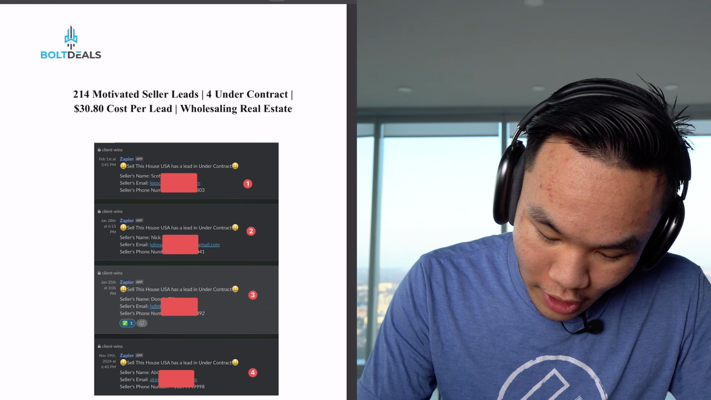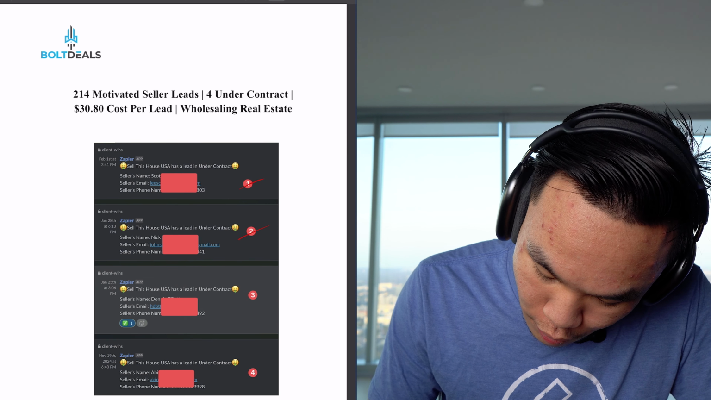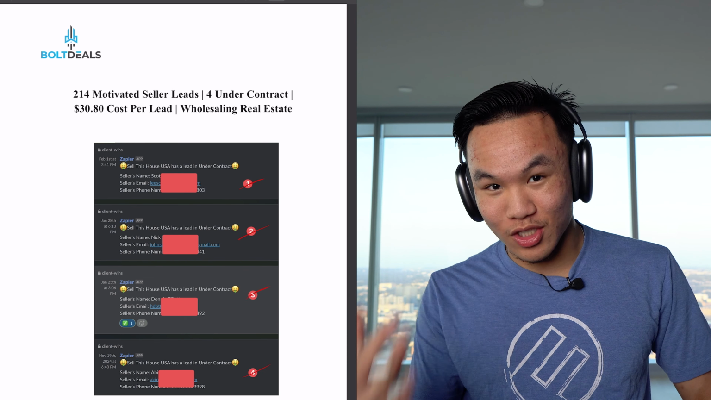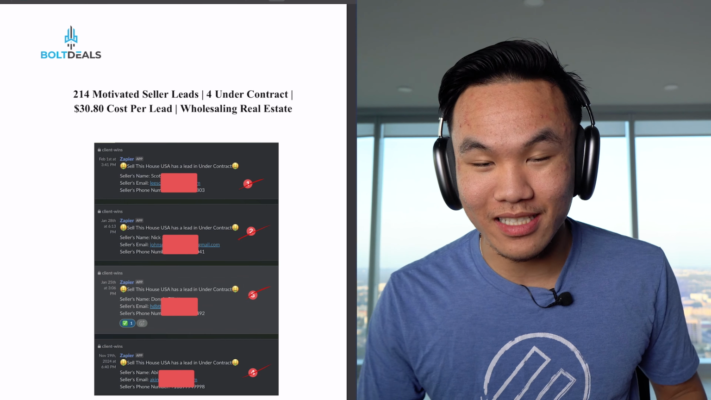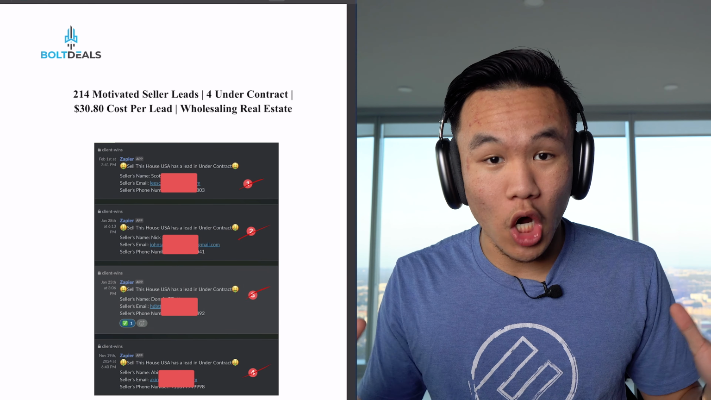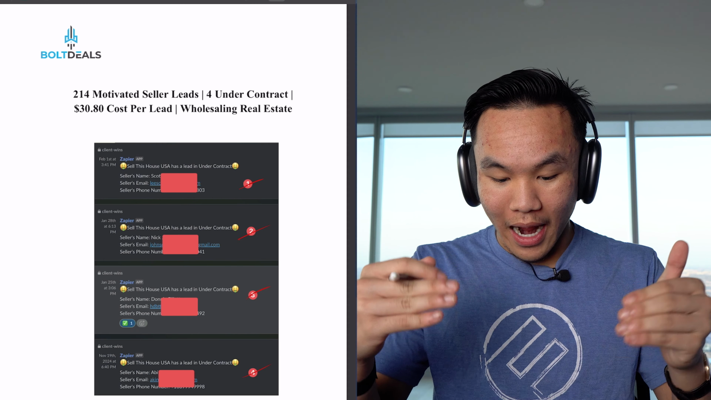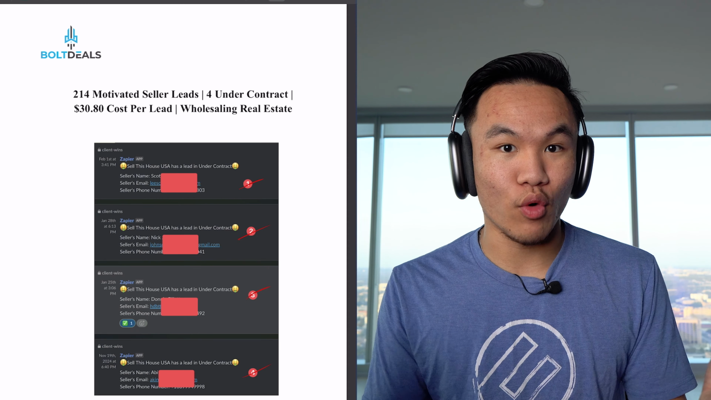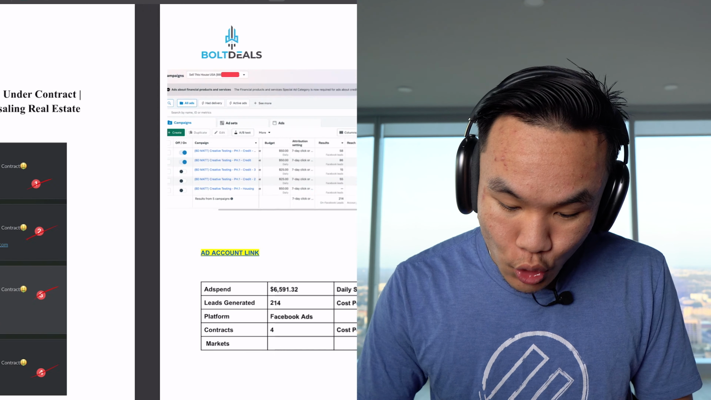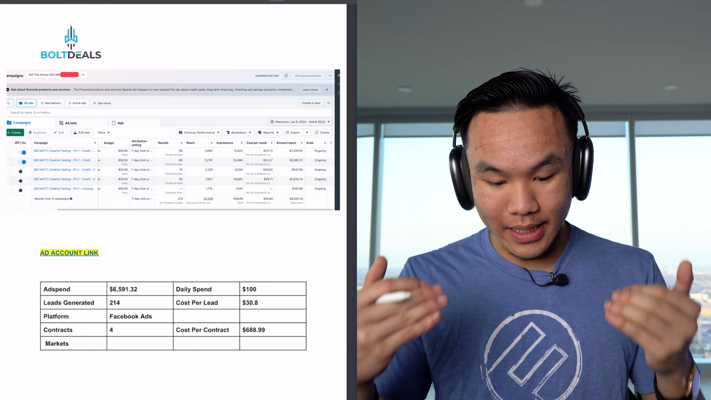So as you can see right here, they got 1, 2, 3, 4 contracts. I always want to start off with the proof because a lot of agencies talk the talk, but they don't walk the walk. So for us, it's really important that I show you the proof. That way you know that, hey, we actually know what we're talking about. So with that said, let's dive further into the numbers.